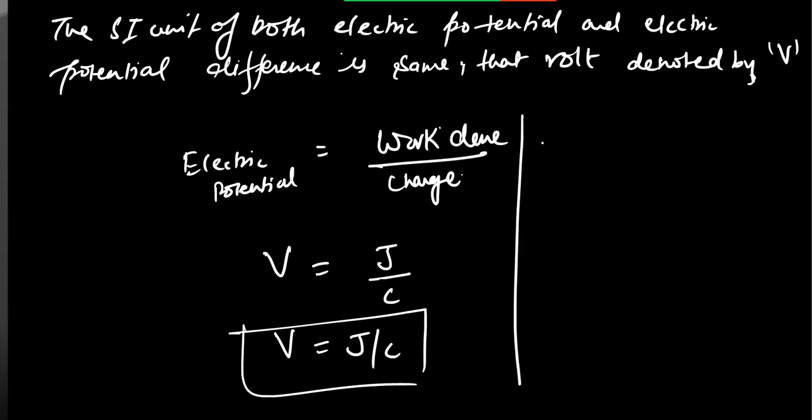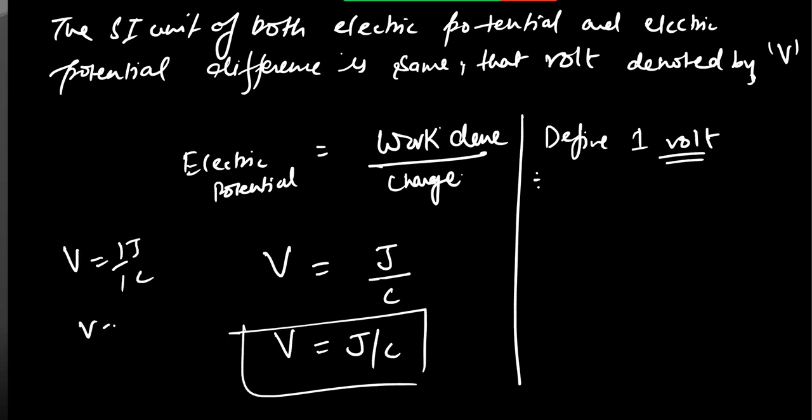Now the question comes: define 1 volt. When work done and charge both become 1, V is equal to 1 upon 1, that means 1 joule and 1 coulomb charge. Then you have V as 1 joule per coulomb, and it is said to be 1 volt.